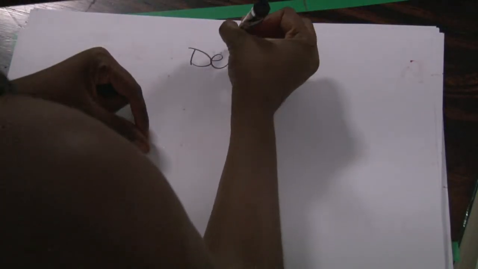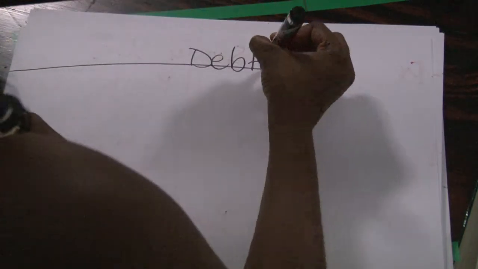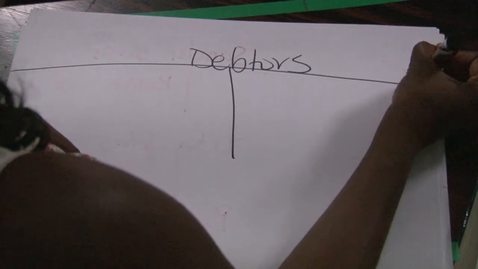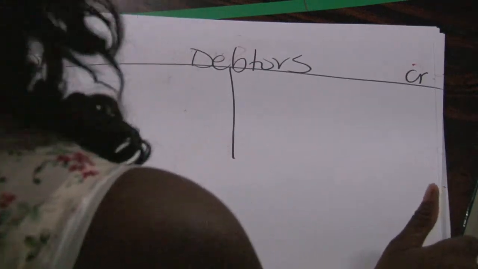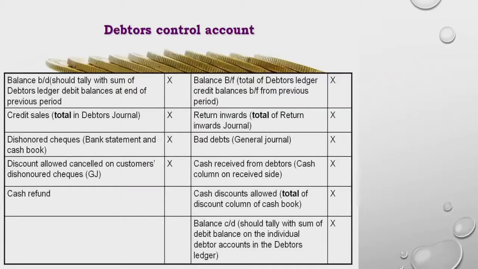Whatever information you are given, when you are dealing with a debtors control account, what is a debtor? Debtors are people that owe us. And debtors are assets. And assets increase on the debit side and decrease on the credit side. So this is the debtor. This is the credit side, this is the debit side. These are the accounting rules. Okay, now, I'll just pick randomly any transaction from the slides, and then I'll show you how to record and where to record.